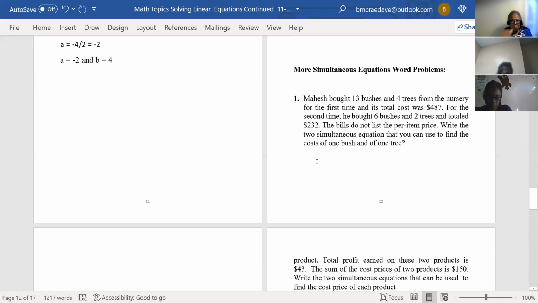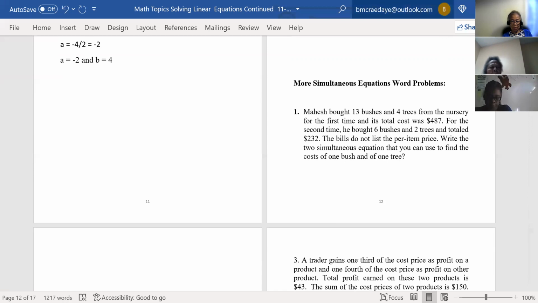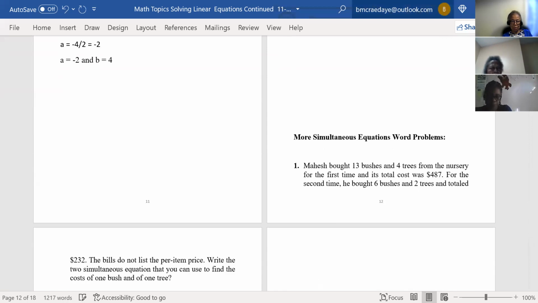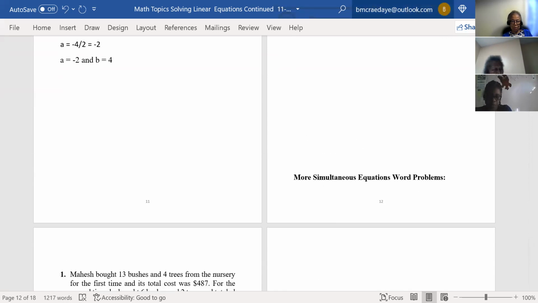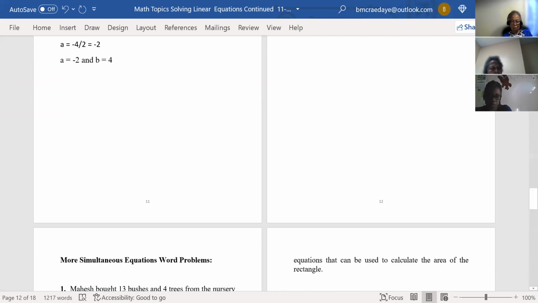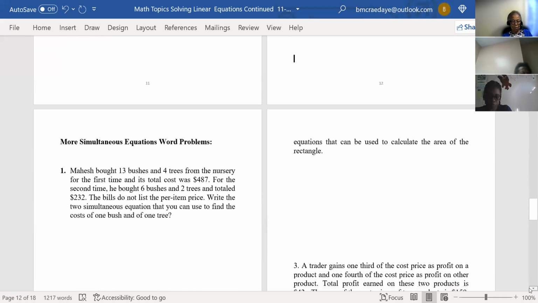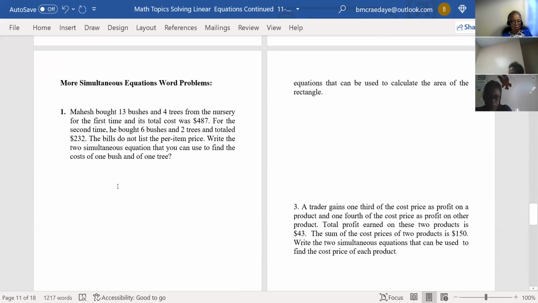Can you break it down a little further, Miss Barbara? Okay. Let me bring it down. Good, good. No, I'll bring it up. Okay. Now can you see it right here? Yeah. Okay. Concentrate. Now you got bushes and trees. So put variables to represent bushes and trees. And then tell me there's 2 simultaneous equations.